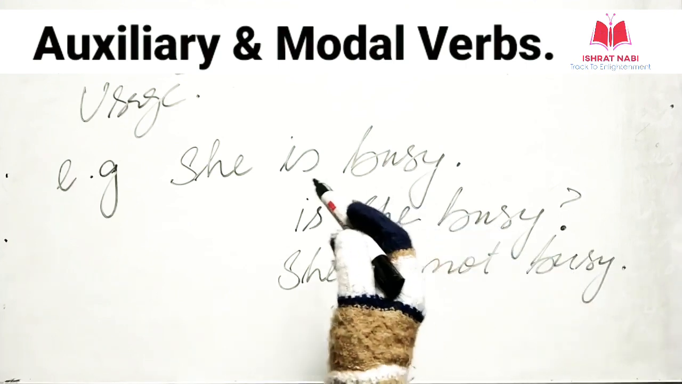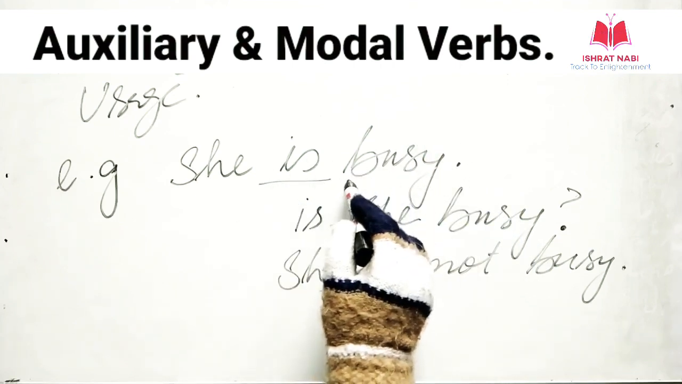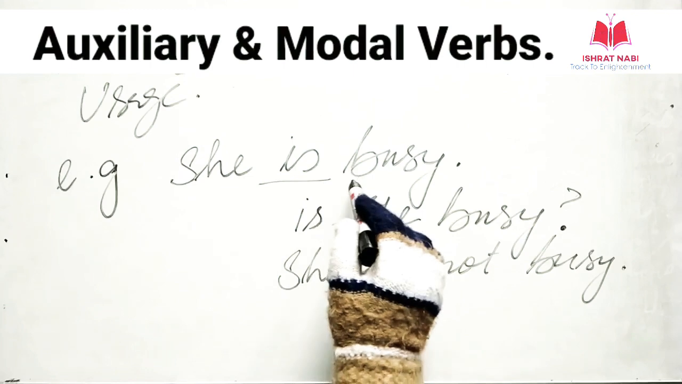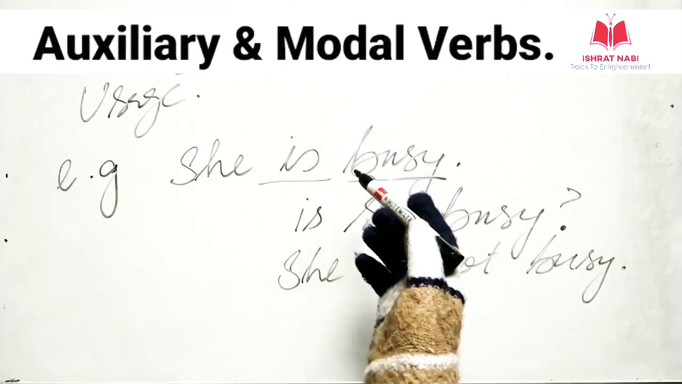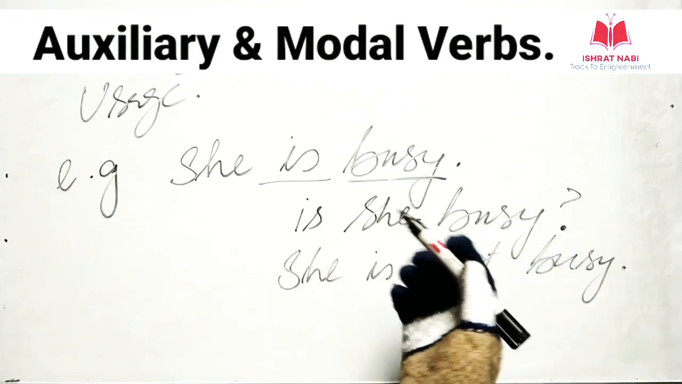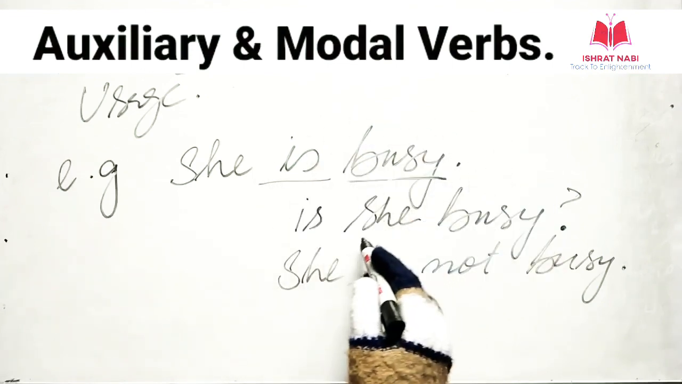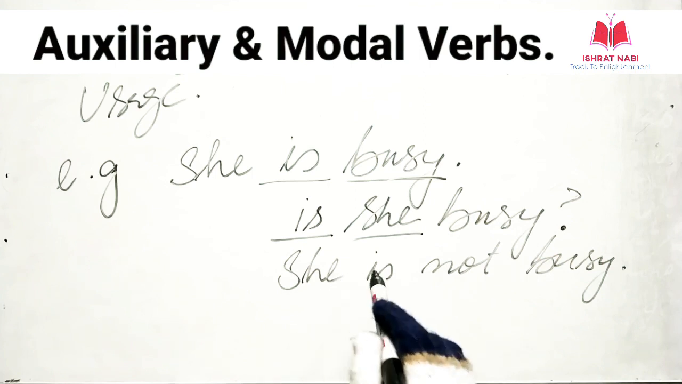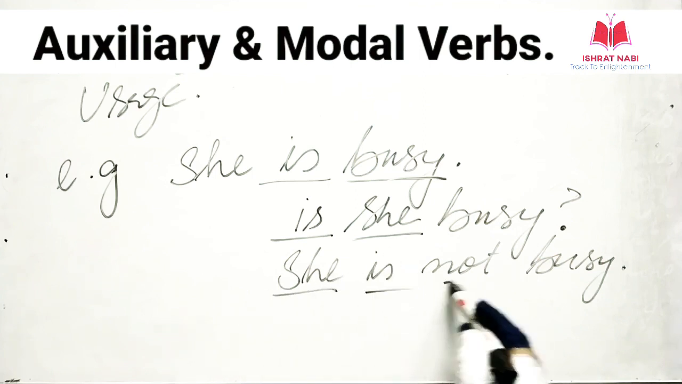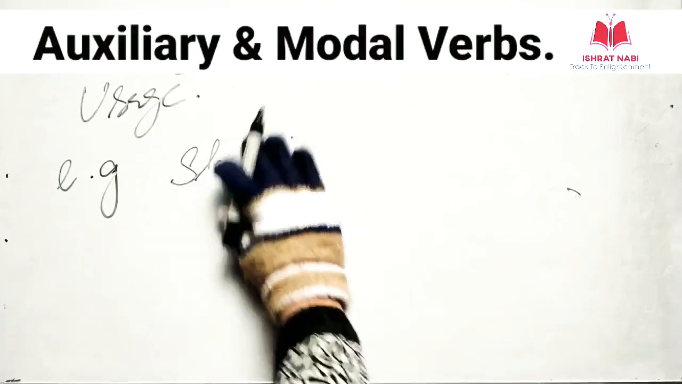Look at the sentence: she is busy. Is is the auxiliary verb, and busy is the main word. When we convert this sentence into a question, is she busy, the auxiliary verb comes before the subject she. And in the other sentence, she is not busy, the auxiliary verb comes before not. I am sure the confusion is clear regarding this.